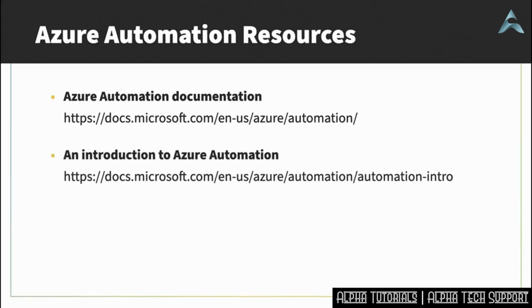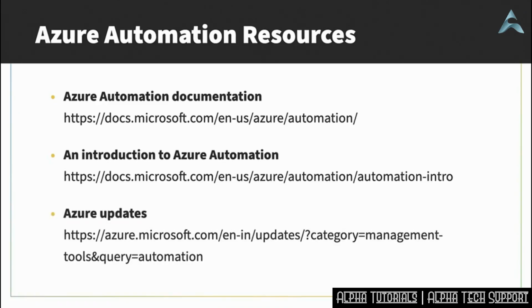We then have an introduction to Azure Automation. Here you will learn about the capabilities of Azure Automation and what it can do. The third one is the Azure Updates. Here on this page, you will find all the latest updates on Azure Automation. You can click on the links and follow along on what new has arrived or what has changed for Azure Automation. And it will definitely help you a lot.